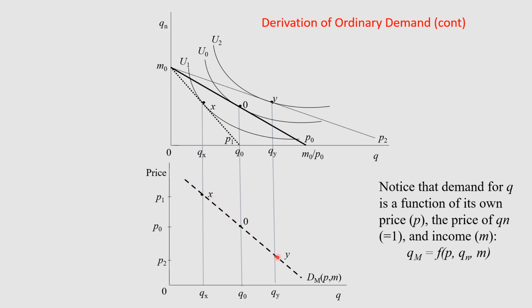And this dotted line then is our Marshallian demand function. Now, it's a function of price, here's the price, but it's also a function of the level of the budget, M. So as the budget increases, then that line would shift out. If the budget were to be reduced, in other words, M is reduced, it would shift in. So notice that this demand for Q is a function of its own price, P, the price of Qn, and income, M. So we can write that as Qm, the M referring to Marshallian or ordinary demand function, is a function of price, price of other goods, and M.